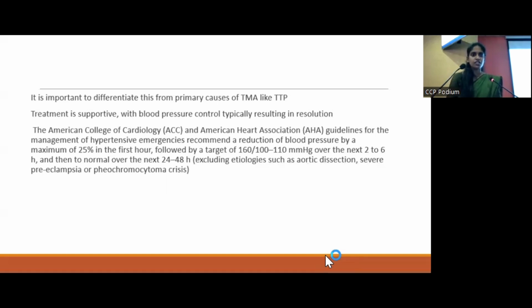The American College of Cardiology and American Heart Association guidelines for the management of hypertensive emergencies suggest that the blood pressure should be lowered by a maximum of 25% in the first hour, to a target of 160/100 mmHg over the next 2 to 6 hours, and then to normal over 24 to 48 hours. But with hypertensive microangiopathy, if there is associated aortic dissection, severe preeclampsia, or pheochromocytoma crisis, then that needs specific management.